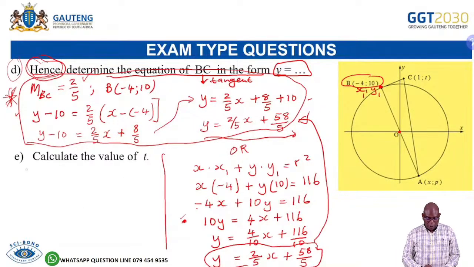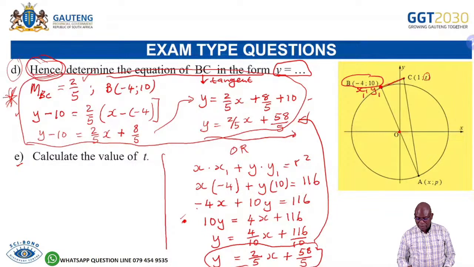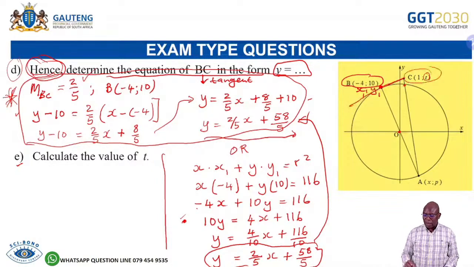Oh, the last one there on E, we nearly missed E there. Calculate the value of T. Where is T? T is there. But if I look at T, T is on the tangent. It is not on the circle. Can you see? It's not there. So if it's on the tangent, I must use the equation of the tangent, which is 2 over 5x plus 58 over 5.